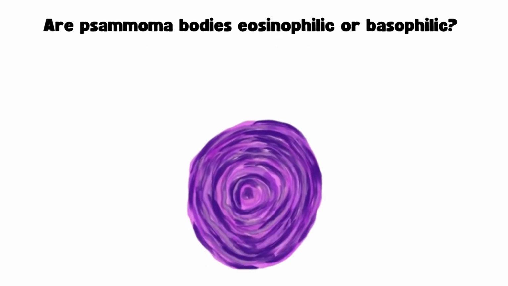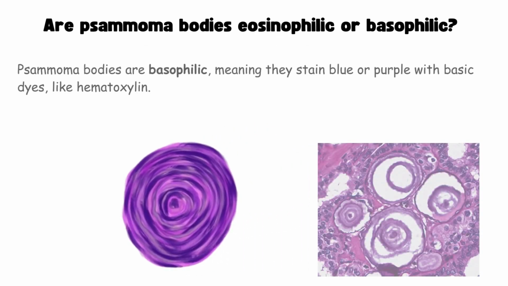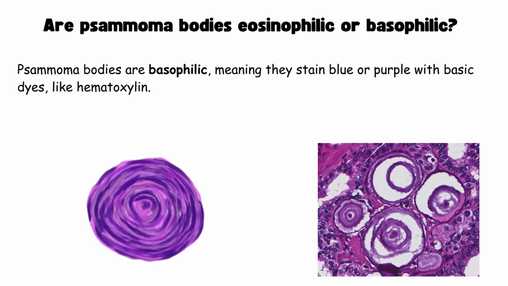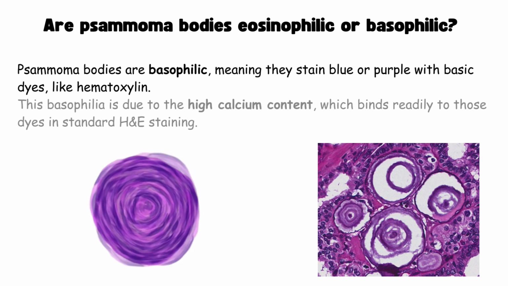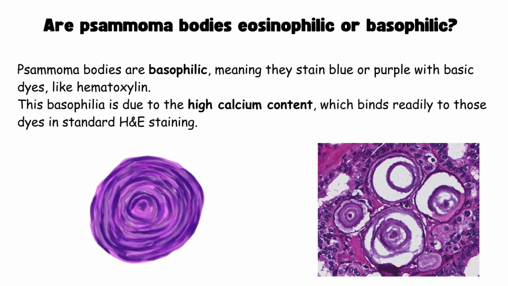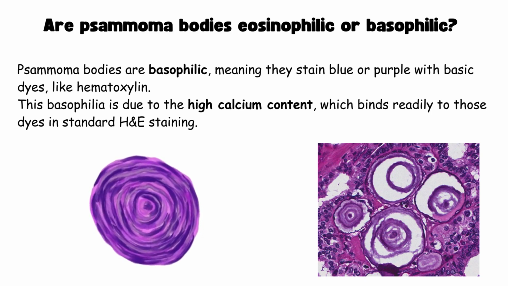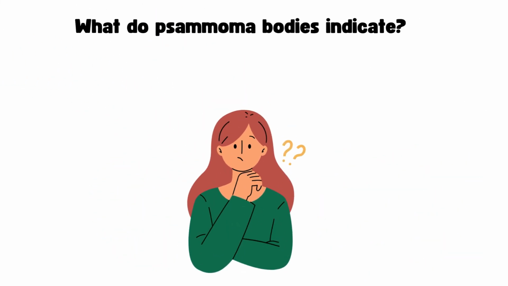Are Psammoma bodies eosinophilic or basophilic? Psammoma bodies are basophilic, meaning they stain blue or purple with basic dyes, like hematoxylin. This basophilia is due to the high calcium content, which binds readily to those dyes in standard H and E staining.